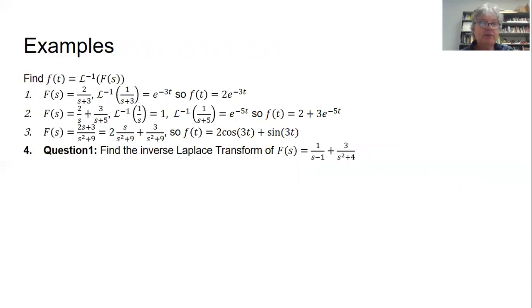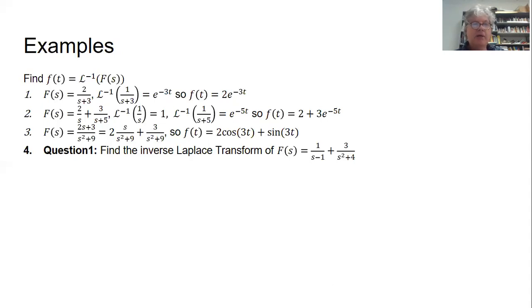So let's have a look at some examples. Number 1: 2 over s plus 3. Well, we know the inverse Laplace transform of 1 over s plus 3 is e to the minus 3t. So by linearity, the function is 2 times e to the minus 3t. And number 2, we use uniqueness and linearity to write 2 over s, the inverse Laplace transform of that is 2. Then 3 over s plus 5 is 3 times the inverse transform of 1 over s plus 5, which is e to the minus 5t.